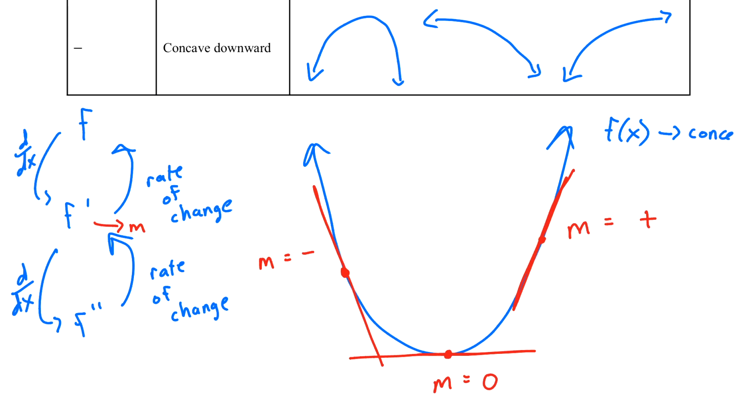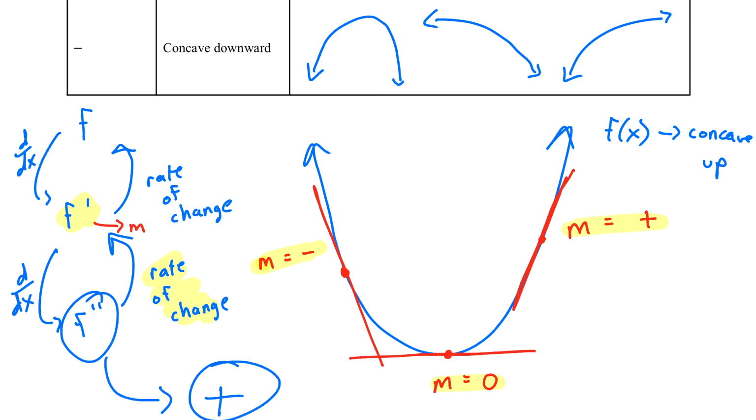So just to reiterate, I've drawn f of x, which is concave up, and it's always concave up. And I want to think about the rate of change of f prime. What's happening to it? Well, it started off negative, then it became 0, then it changed to positive. So in this case, the rate of change is actually increasing. The slope of the tangent line is increasing, which means that f double prime must be positive on this particular interval of this particular graph.